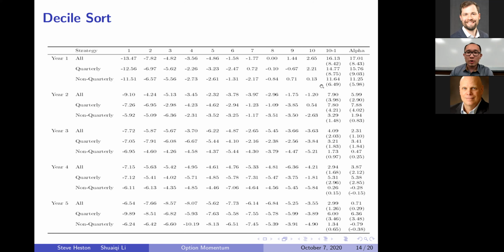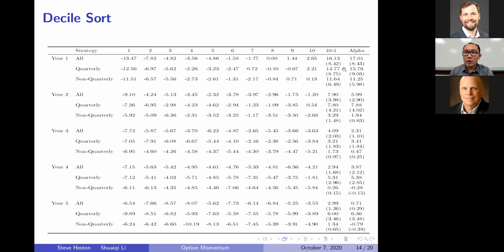But if we sort by quarterly lags, we find positively significant returns in nearly all past 5 years, except in year 3, where the t-stats are lower. In year 5, we find a 6% monthly return with t-stats equal to 3.46. So the seasonality lasts up to 5 years. On the other hand, if we sort by non-quarterly lags, the strategy becomes insignificant starting from year 2. The t-stats drop to 1.48.